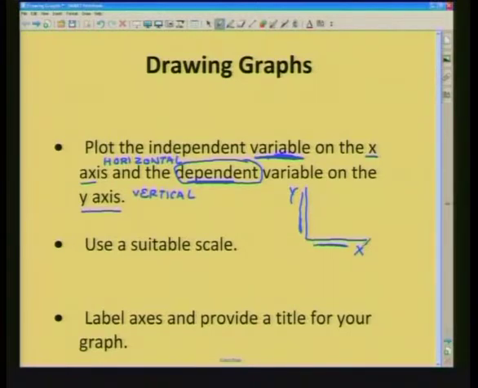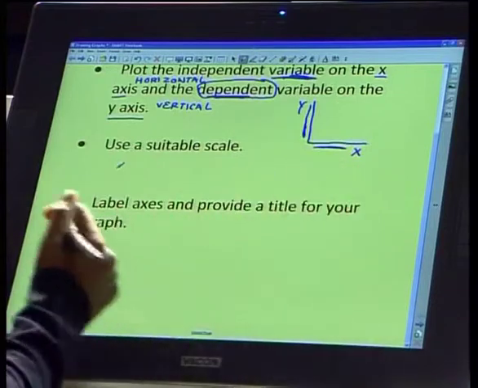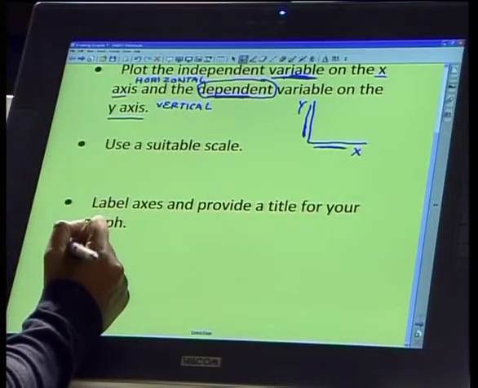Another important point is to always use a suitable scale. Now guys, this is very important because if you don't pay attention to your scale, you could end up drawing a graph that's just far too big and won't fit on your page. Or alternatively, you could end up with a tiny graph that we won't be able to read. So make sure you use a proper scale. And in order to do that, you have to identify your highest and your lowest values, and then that will tell you what scale you should use.